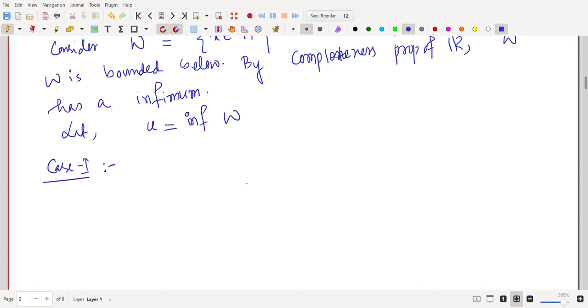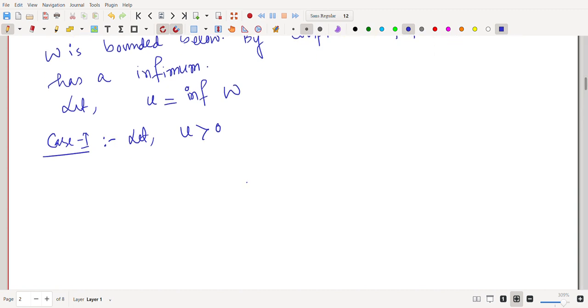So case 1: let U be greater than 0. I am considering two cases, one is U greater than 0 and one is U equal to 0. First, case 1 is U greater than 0. Then I have to assume subcases. Subcase 1 is U inside H, or U doesn't belong to H.